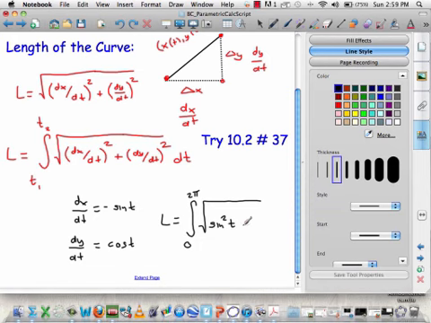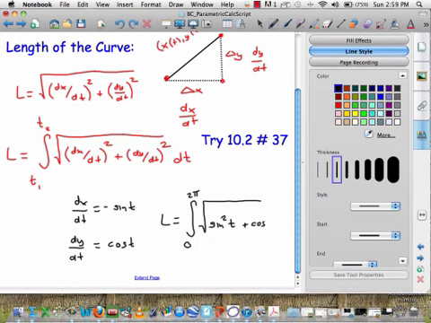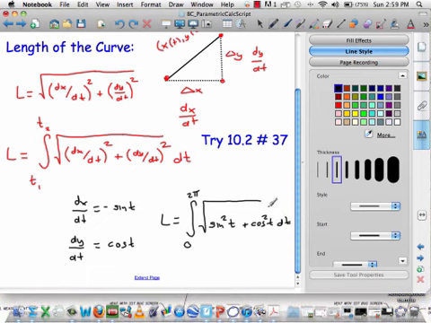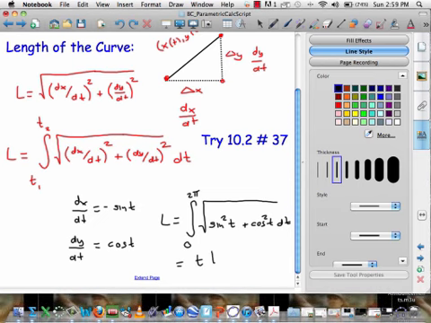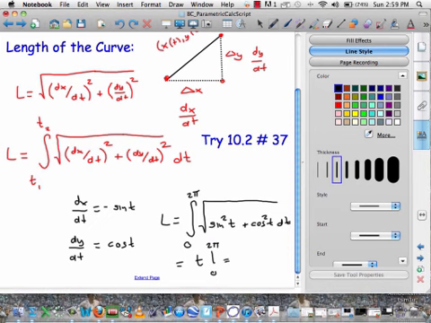Aha, that's very nice, because sine squared t plus cosine squared t is 1. The square root of 1 is 1, so I'm integrating 1 with respect to t. I get t evaluated from 0 to 2 pi, and so we do get 2 pi as the length of the curve, which matches what I expect. Okay, so try 10.2 number 37.